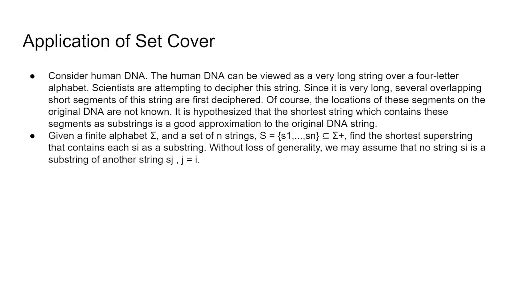Given a finite alphabet and a set of strings from S1 to Sn, the goal is to find the shortest superstring that contains each string in big S as a substring. Without loss of generality, we may assume that every string in big S is mutually exclusive. So no two substrings are the same.